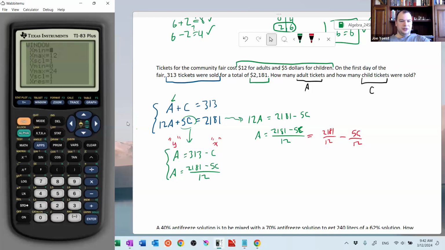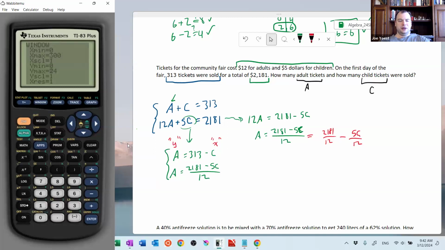Okay, so now what window do I want? Well, I haven't actually gotten any ordered pairs, but I kind of know that I'm looking for A and C, and A plus C is like a few hundred. So it's probably going to be like a couple hundred or so of each ticket type, right? So maybe I'll try like 0 to 300 on both axes.